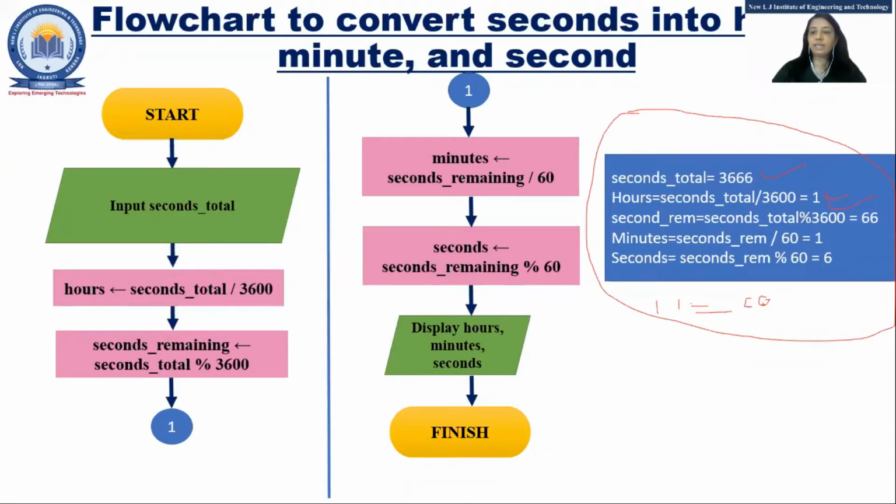Second statement. Now you need to find out how many seconds are remaining. So the first step is, total seconds are given. It will be converted into hours. So it is 1 hour. Now remaining is 66 seconds. But how to get that in programming? So for that, another operator will be used.